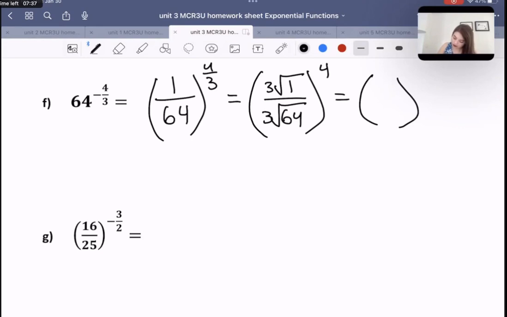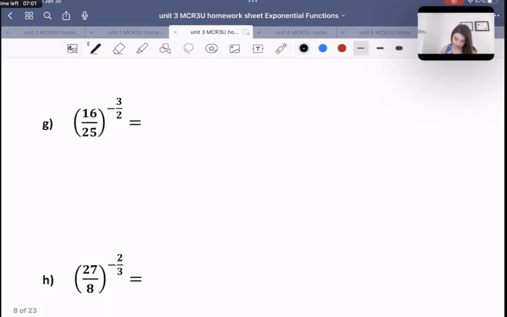That's equal to 1/4 to the power of 4, because the cube root of 64 is 4, right? 4 times 4 times 4 is 64. And then 4 times 4 times 4 times 4. Well, let's see what that is, because we're going to have to take both of these numbers, 1 to the power of 4, which is clearly just 1, and then 4 to the power of 4, which is 256. So this is going to be 1 over 256. Awesome.